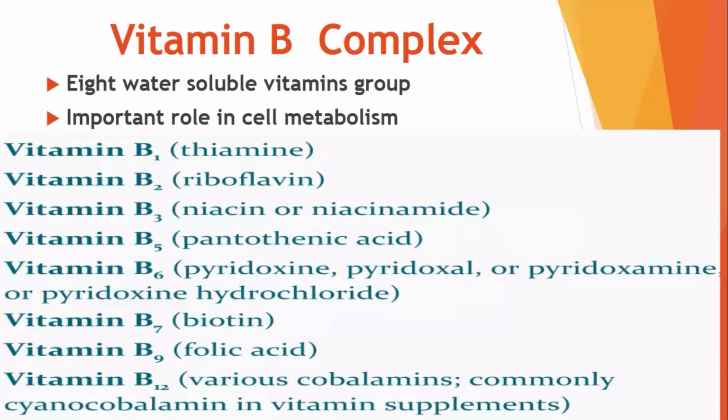Vitamin B1 is thiamine, vitamin B2 chemical name is riboflavin, vitamin B3 is niacin or niacinamide, vitamin B5 is pantothenic acid, vitamin B6 is pyridoxine, pyridoxal or pyridoxamine or pyridoxine hydrochloride, vitamin B7 is biotin, vitamin B9 is folic acid, vitamin B12 is cyanocobalamin. You see there are many forms of vitamin B6 mentioned here.